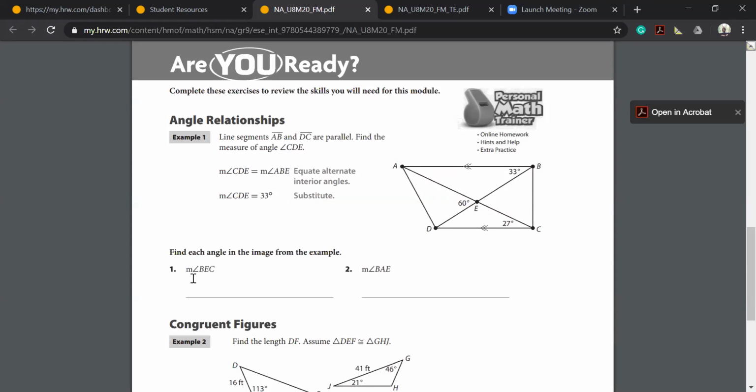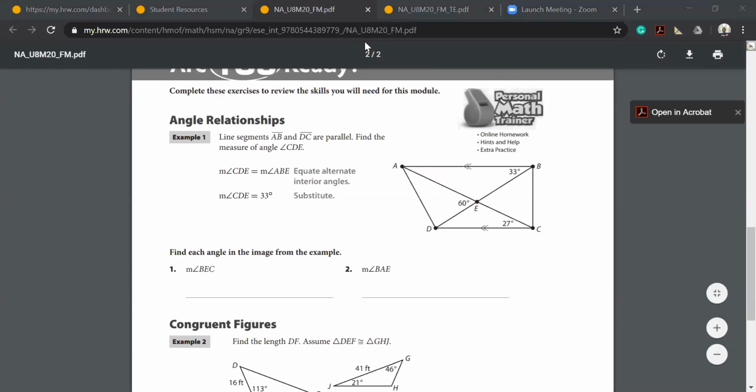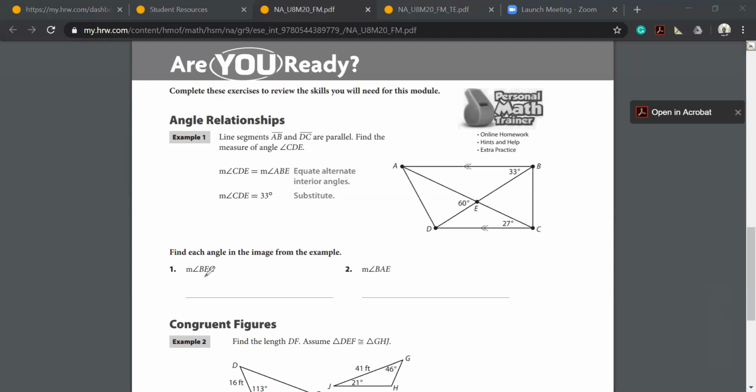Okay, let's see what about measure angle BEC. Where is BEC? Very easy. How can I find this angle? It's in front of this angle. So these two angles are equal because they are vertically opposite angles. So we are going to write in here, this is 60. Why? Because of the vertical opposite angle theorem.